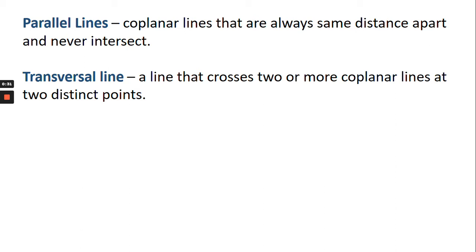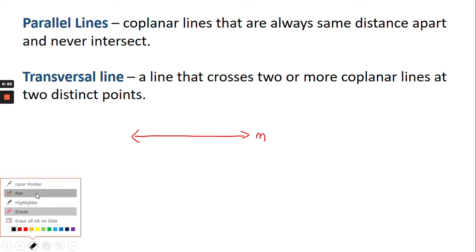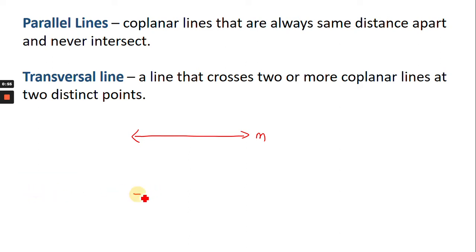So let's say I have two lines. Let's say I have line M and line N. Okay, let me do this again. So let's say I have line M and I have another line here, and let's call this line N.